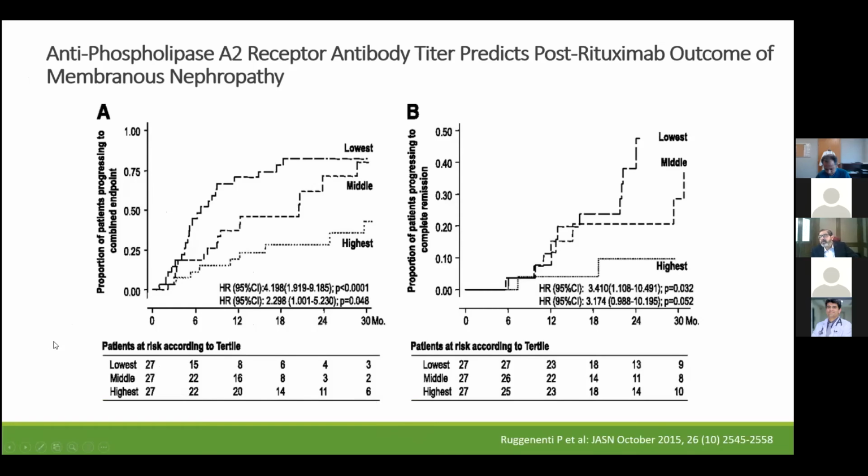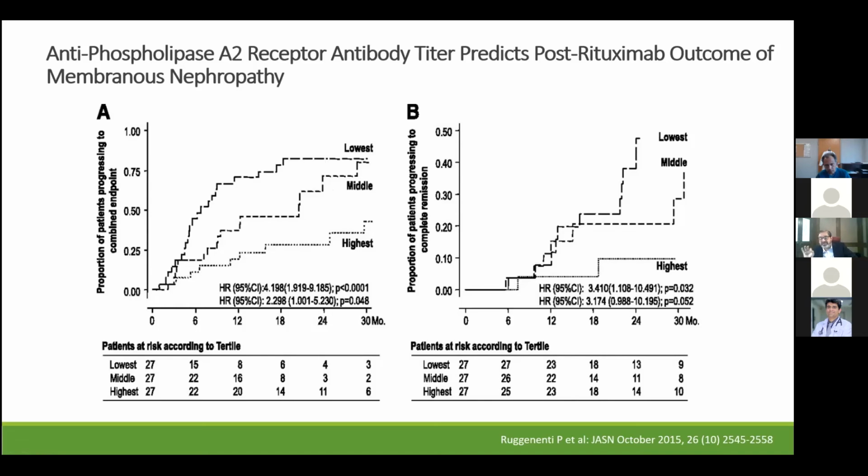Second thing, this is a study by Ruggenenti et al. from Italy. Now you divide PLA2R antibody into tertiles, and the lowest tertile, with 14 usually the cutoff at the Euroimmune assay, is 14 to 86, then 87 to 204, and greater than 204. So the lowest tertile is 14 to 86, which is where both MENTOR and STARMEN were. The middle tertile is 86 to 204, and greater than 204 is the highest tertile based on the Euroimmune ELISA.